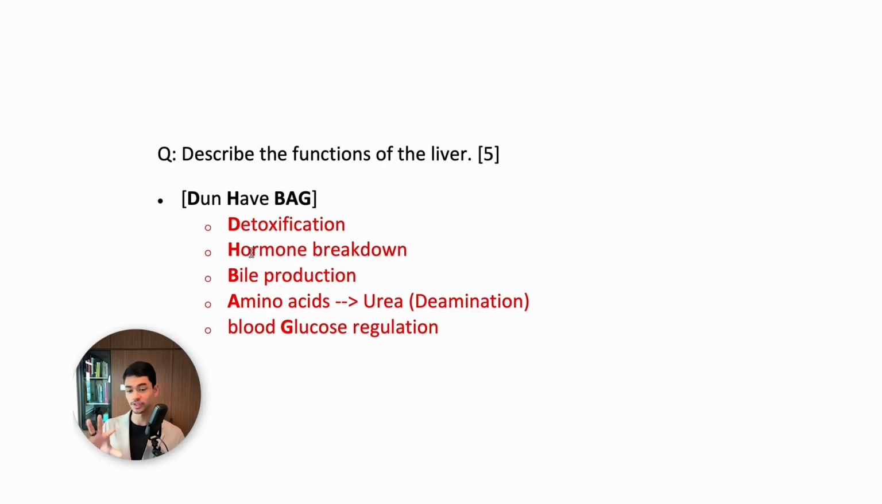Detoxification, converting harmful substances into harmless ones. Breaking down hormones happens at the liver. The liver produces bile and then stores it in the gallbladder. The liver also takes excess amino acids and breaks them down to urea. That's called deamination. And the liver is also involved in blood glucose regulation, where when there's excess glucose it is converted to glycogen, and then when there's a lack of glucose, glycogen is broken down to glucose to increase the blood glucose levels. Okay, and then that's how you get the 5 marks. So we're just describing. So it's just pure bio content.